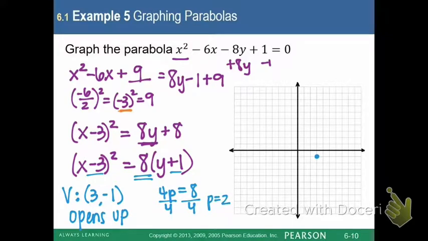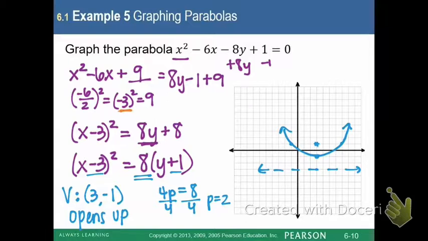So from my vertex, I'm going to go up 2 units to draw the focus, go down 2 units, that tells me where the directrix is. And then I double that value of p to give me 4. And from the focus, I'm going to go left and right 4 units to plot my other 2 points on my parabola. And there it is.